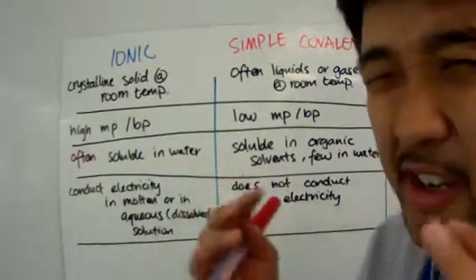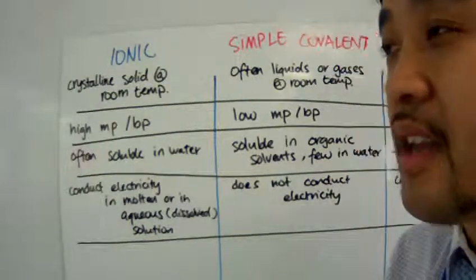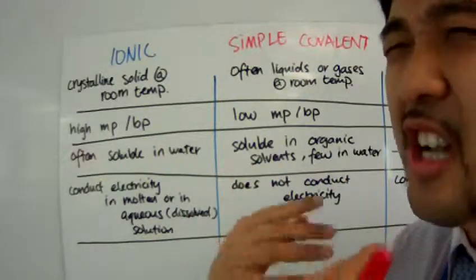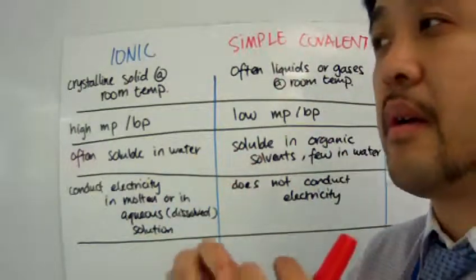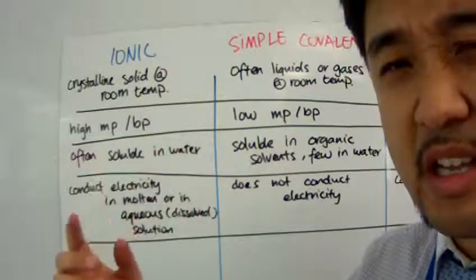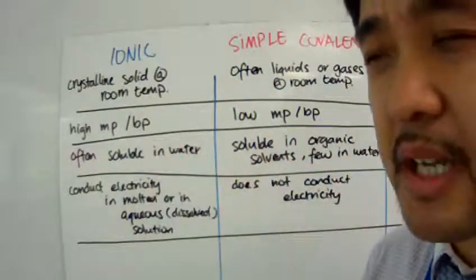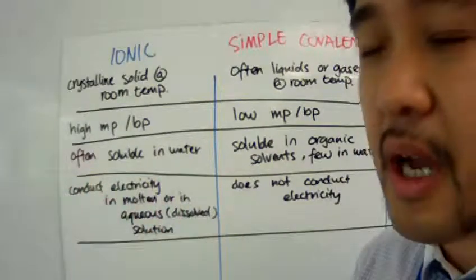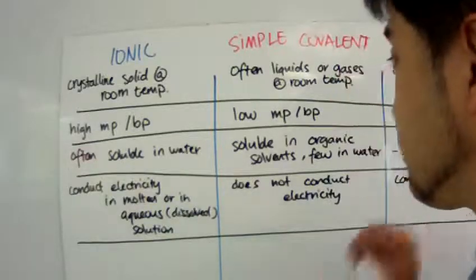Ionic compounds are usually crystalline solids at room temperature, and that is because of the giant lattice structure that they have. There are tons and tons of ionic bonds, which means a lot of energy is needed to break those bonds up. So they are solid at room temperature. They are also visible because there are billions and billions of ions in a single grain of an ionic compound, like salt.